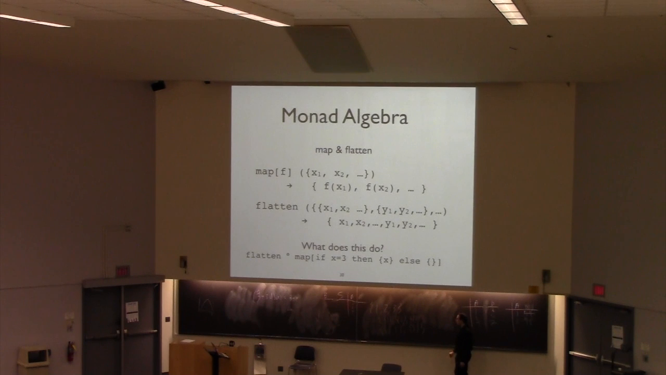What happens when I apply flatten to that? I just get, yep, that contributes nothing, that contributes nothing, that contributes 3, and I end up with a collection containing just 3.